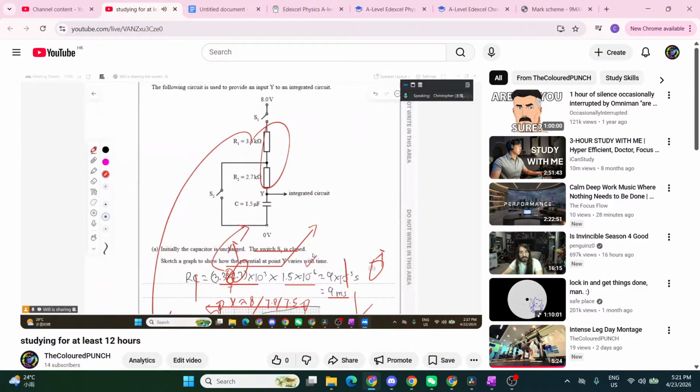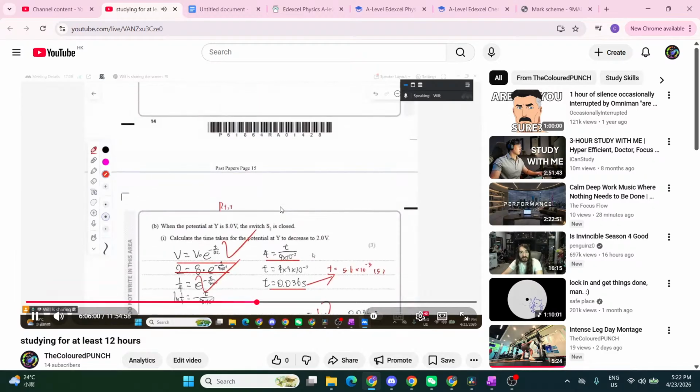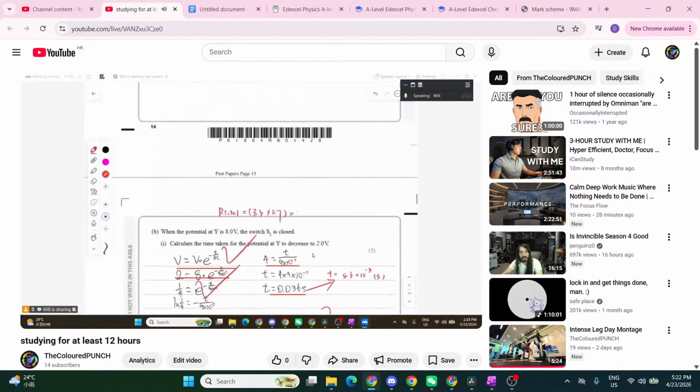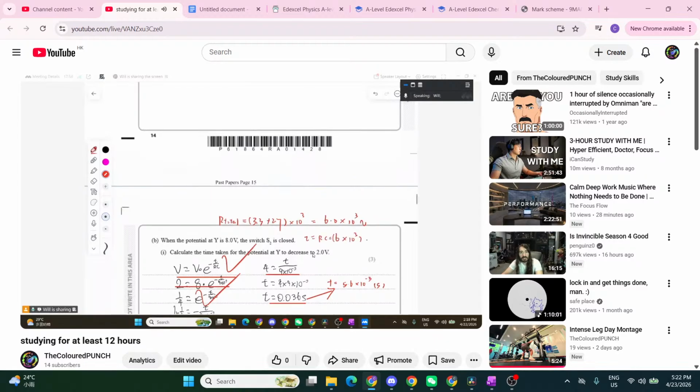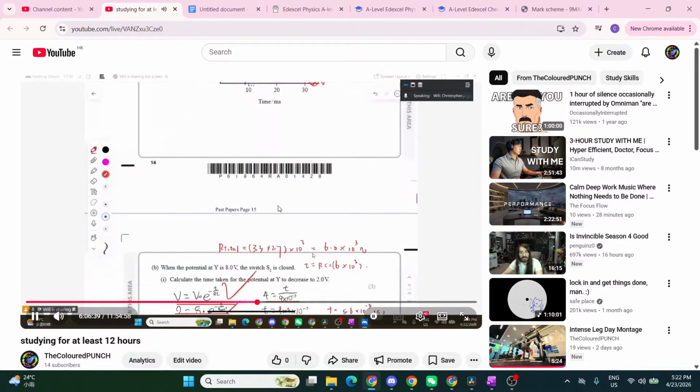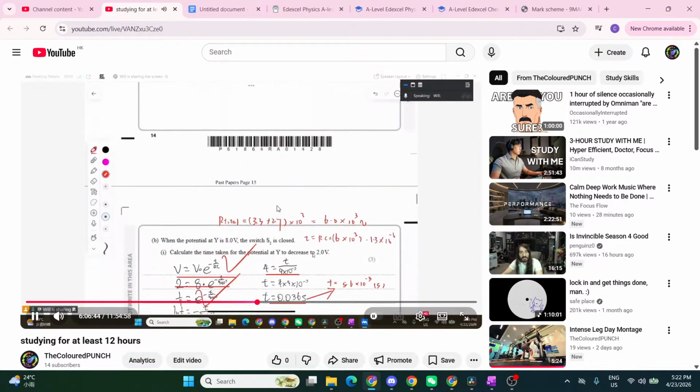Then how to calculate? Your answer of 9 must be wrong. So in question B, the R total equals 3.3 plus 2.7, in kilo-ohms, times 10 cubed, so the value is 6 times 10 cubed. The time constant RC: take the value 6 times 10 cubed, times the capacitance, which is 1.5 times 10 to the negative 4. Now the value becomes 9, right? Understand? Now second, okay.